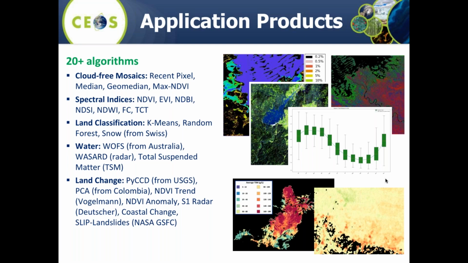PCA from Columbia and USGS has one called PyCCD. Those are pretty intense. I'm going to demonstrate for you in the next couple days some things we're doing with vegetation anomaly and vegetation indexes. So those are all quite interesting.